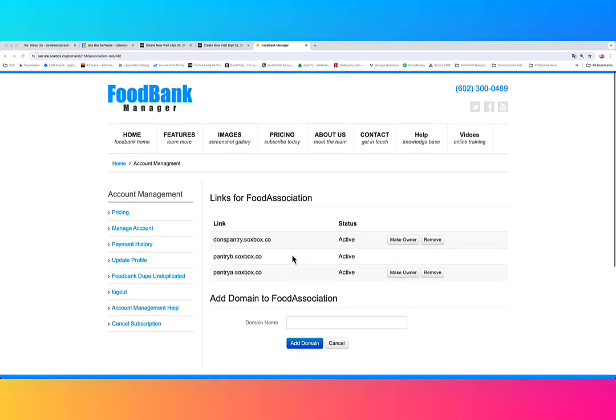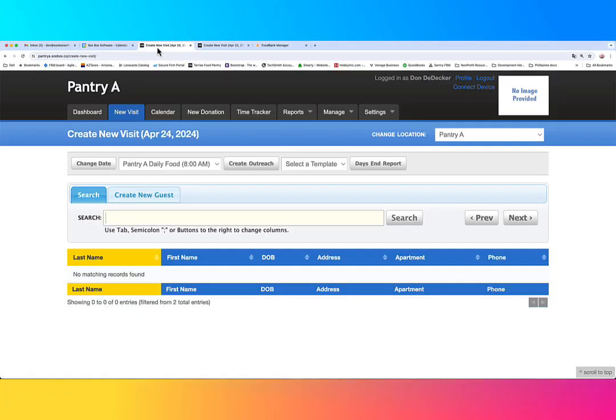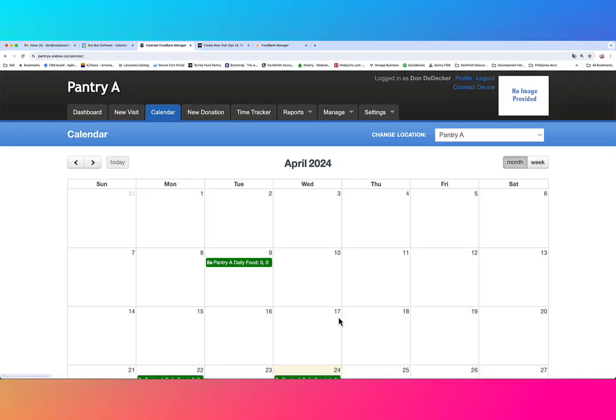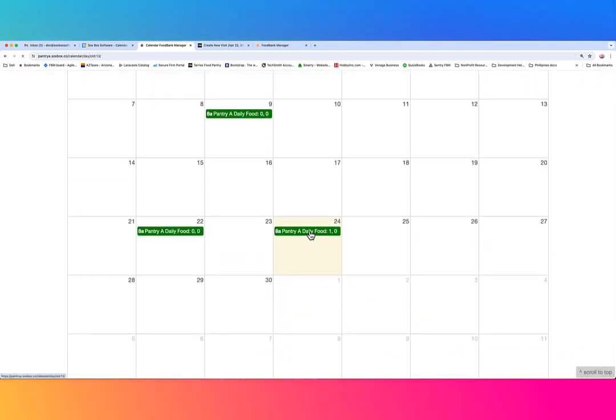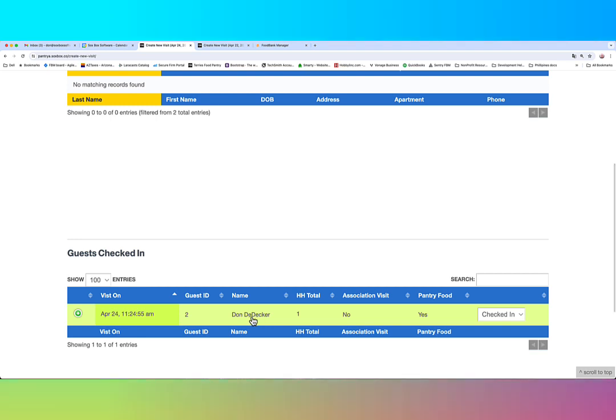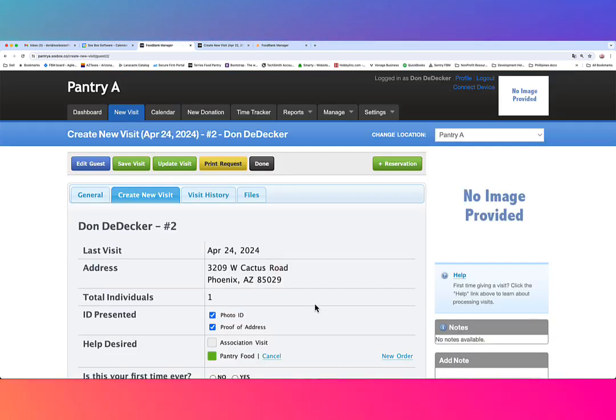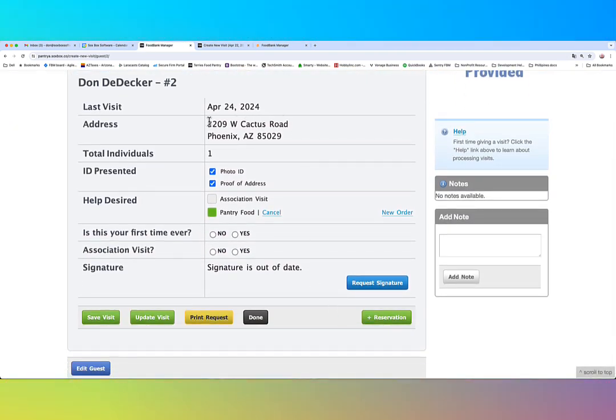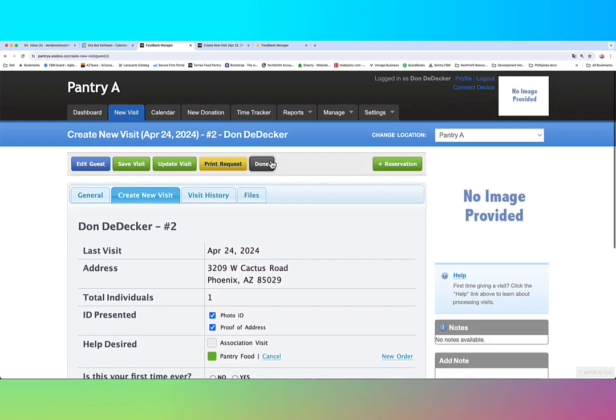Now let's just kind of look at some of these. We're going to go to Pantry A, and we're going to see that we have some visits here. Like today we had a visit right here in Pantry A. So Don showed up at Pantry A. And Don's address is 329 West Cactus Road, as you can see.